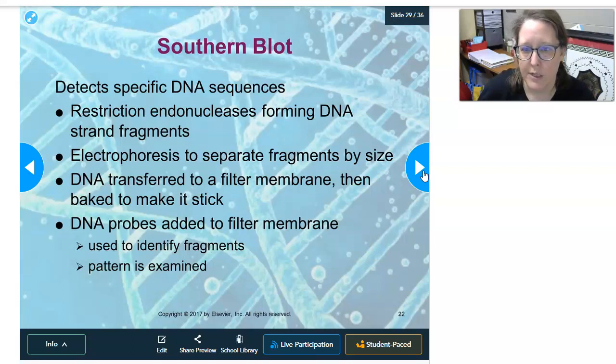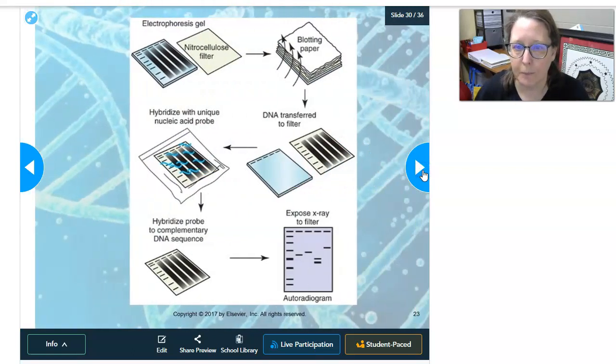Then you do electrophoresis to separate the fragments by size. Then the DNA is transferred to a filter membrane and then baked to make it stick. And then DNA probes are added to the filter membrane, and those are used to visualize and identify the fragments. The pattern is examined. The pattern is unique to each individual, and then it can be matched to, usually, a pattern of the sample that you're trying to identify.